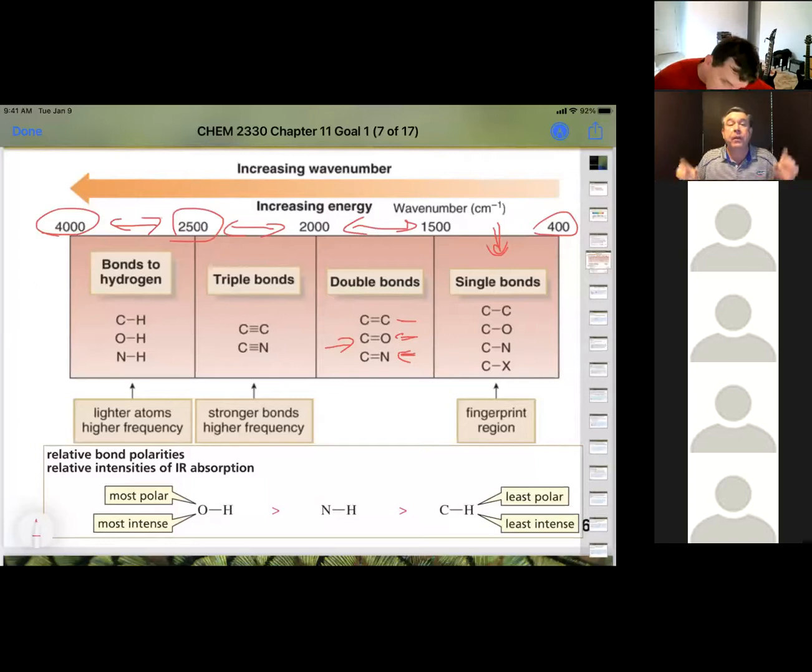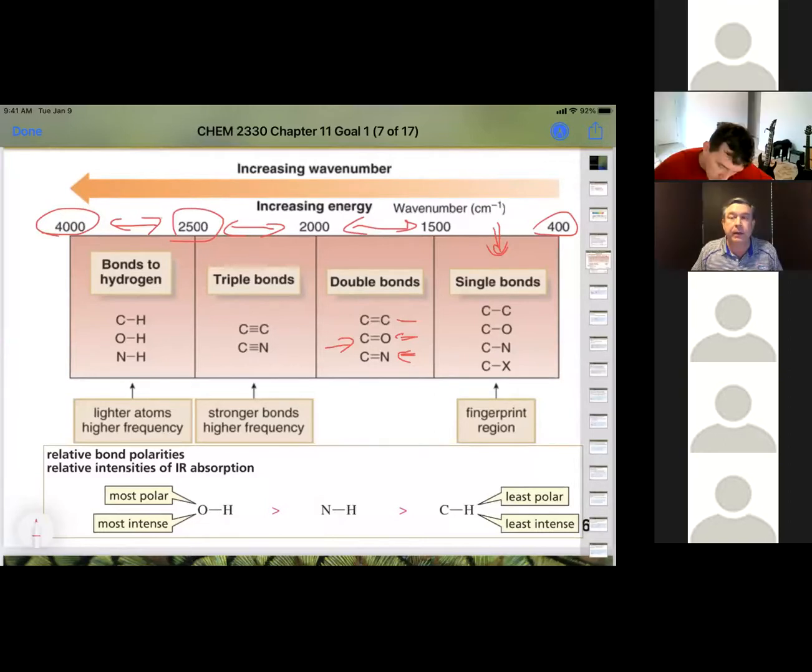Okay, so if you have to memorize anything about IR, remember this chart. Okay, it'll help you understand the system.